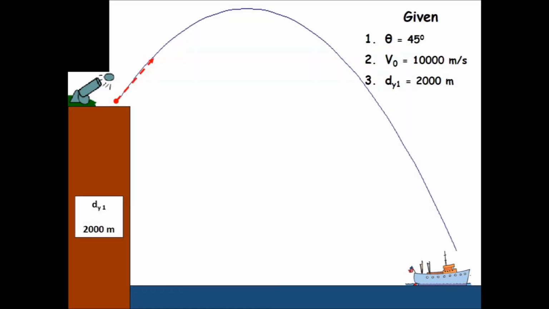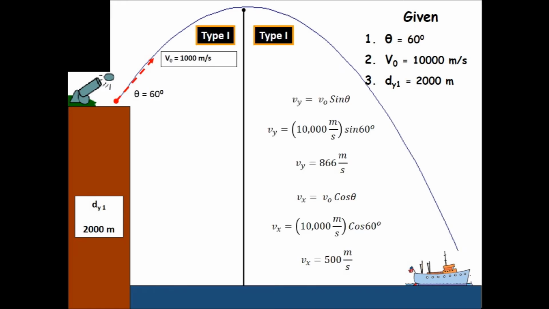Now, this is a problem where a cannon is firing on a ship, and you see that the cannon is mounted on a platform high above the water and at an angle. So it will be type 3 projectile motion. The given information is going to be theta is 45 degrees, V naught is 10,000 meters per second, and dy1 is 2,000 meters. Now, be advised that this is not drawn to scale.